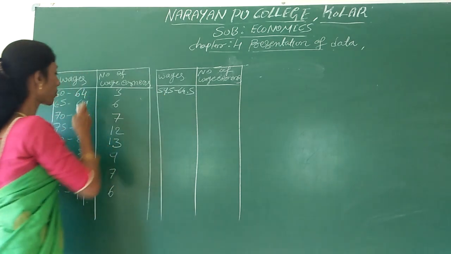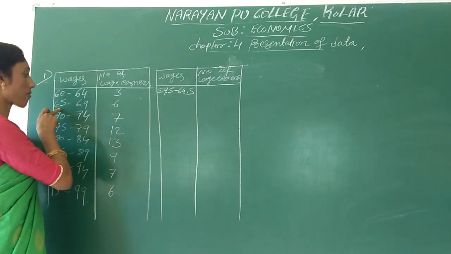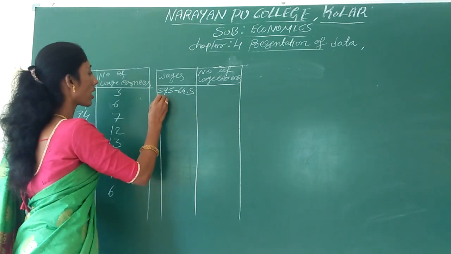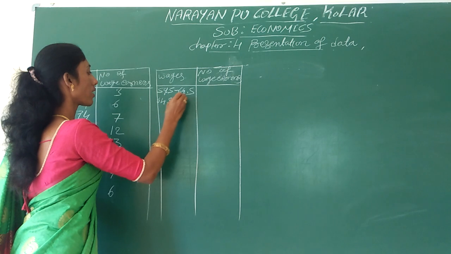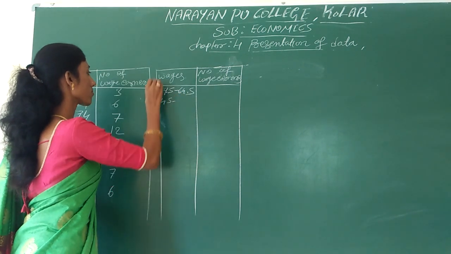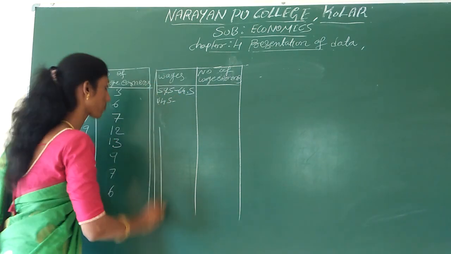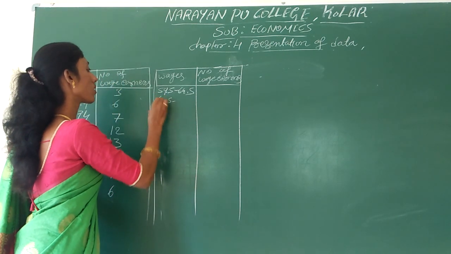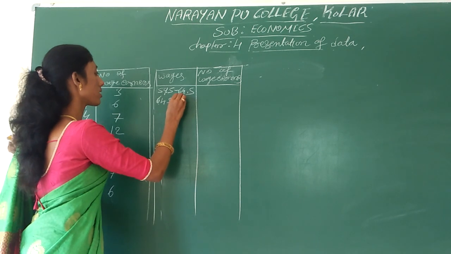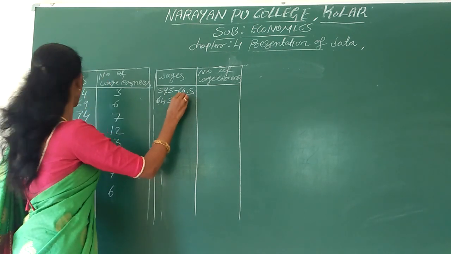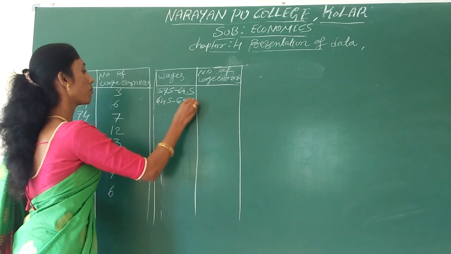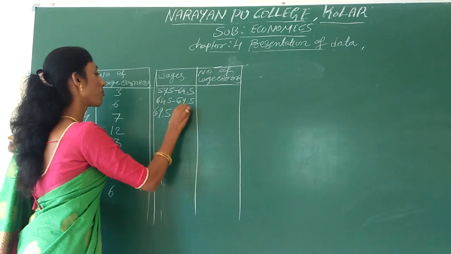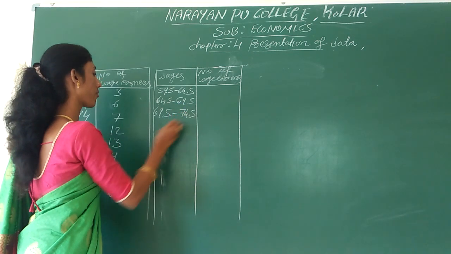Next it will continue. We should subtract from the lower limit and add to the upper limit. It will continue as 64.5, 64.5, and next 69.5, 69.5 to 74.5.